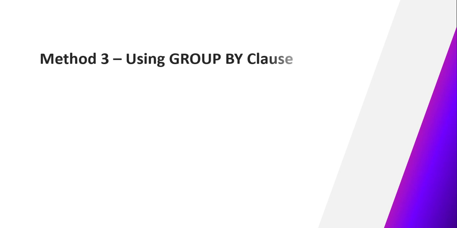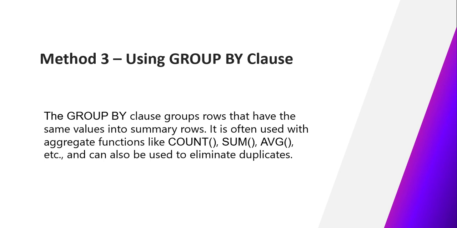The third and last method is using the GROUP BY clause. The GROUP BY clause groups rows that have the same values into summary rows. It is often used with aggregate functions like count, sum, and average, and it can also be used to eliminate duplicates. Let's understand with the help of an example.